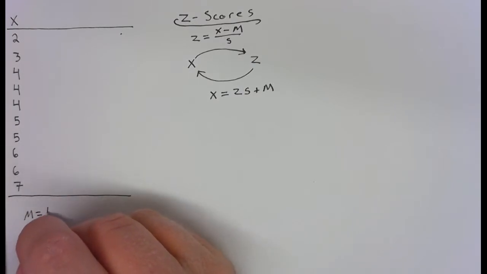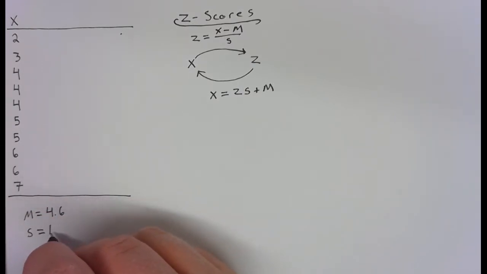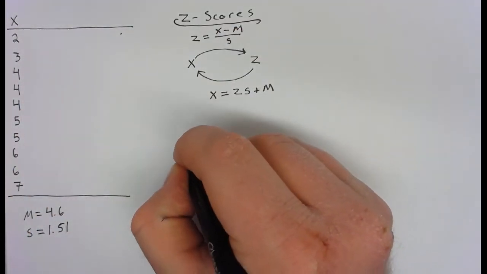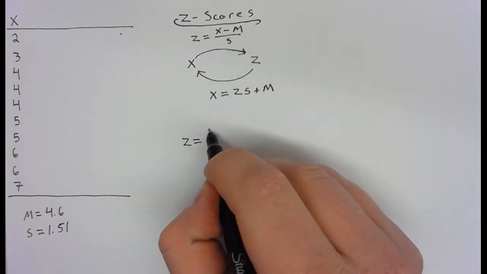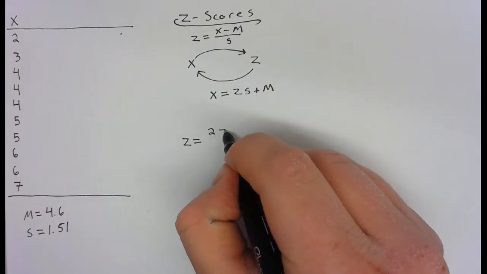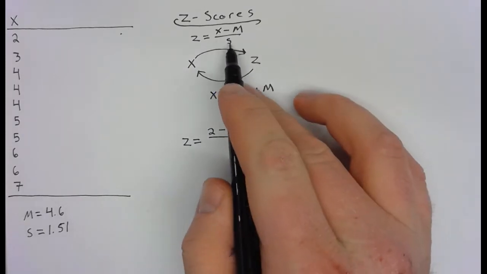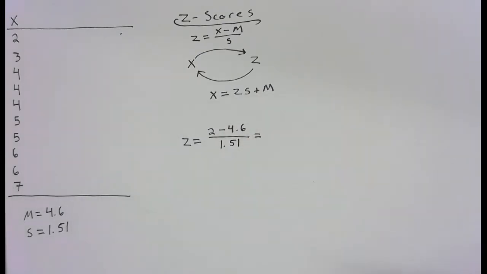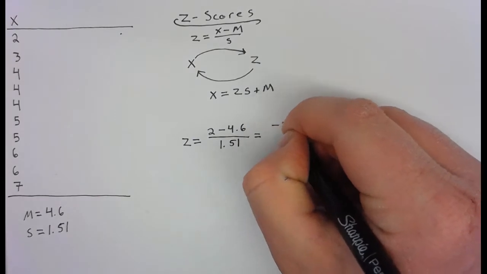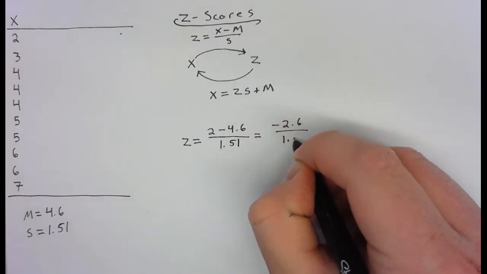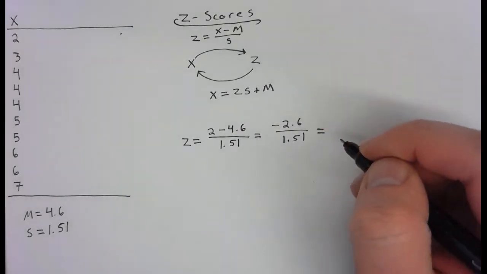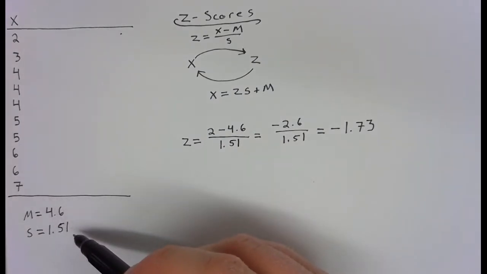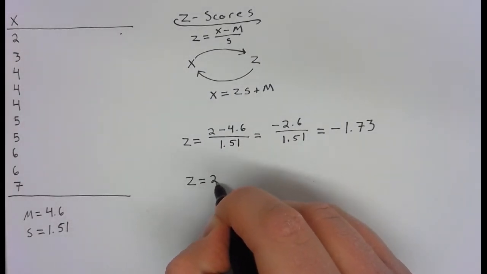Now we have this data set off to the left here with 10 scores, a mean of 4.6, and a standard deviation of 1.51. Let's go ahead and find the z-score for this first raw score here. So we take our x value of 2, subtract the mean from it, and then divide by our standard deviation of 1.51. So that deviation is negative 2.6. Again, we divide by our standard deviation to get our final z-score of negative 1.73, letting us know that this score is approximately 1.73 standard deviations below the mean.